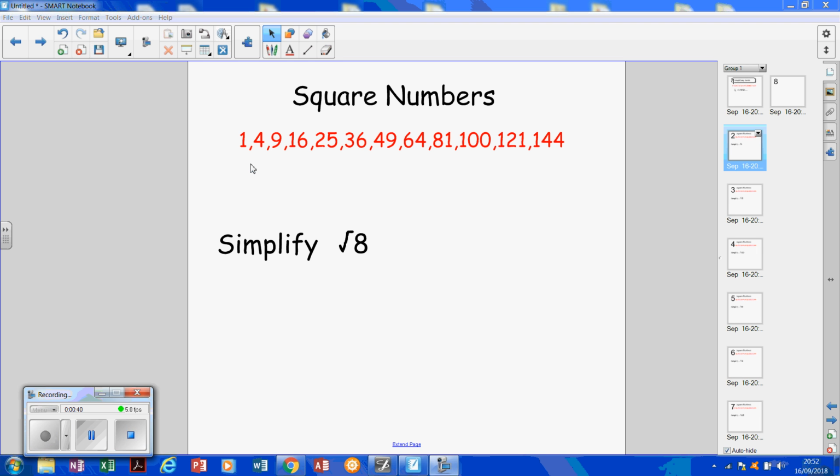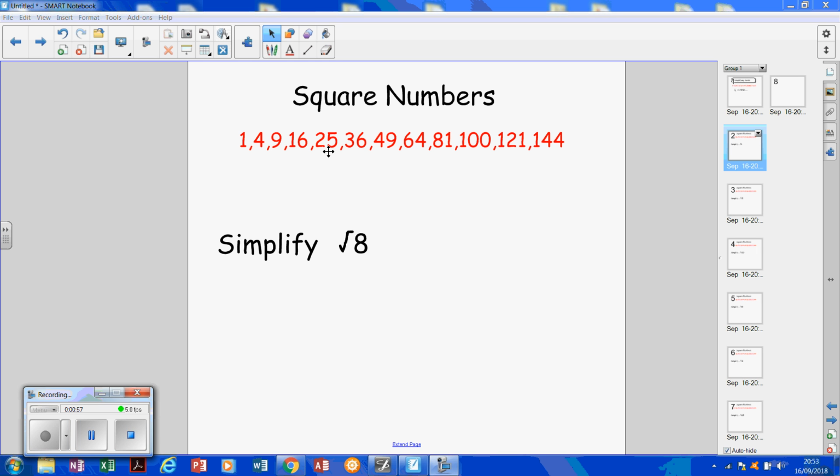I've listed here the square numbers. Now you should recognise those square numbers. 1 times 1 is 1, 2 times 2 is 4, 3 times 3 is 9, 4 times 4 is 16, 5 times 5 is 25. So if I take the square root of any of those numbers, I know exactly what the answer is.